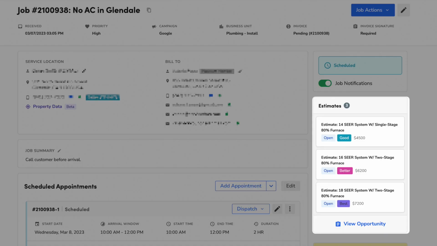But first, in order to understand why dismissing of these estimates isn't necessary, first we need to understand the difference between an estimate and an opportunity. So when you create estimates on a job, those estimates are grouped together under one opportunity. So let's go back to our example. We made 3 estimates. That's good, better, and best. So 3 estimates, but only 1 opportunity.